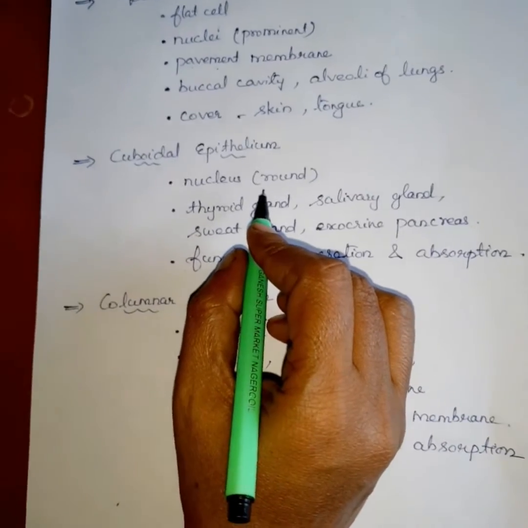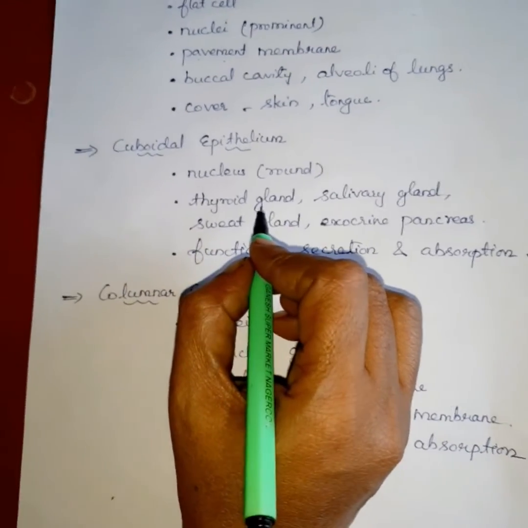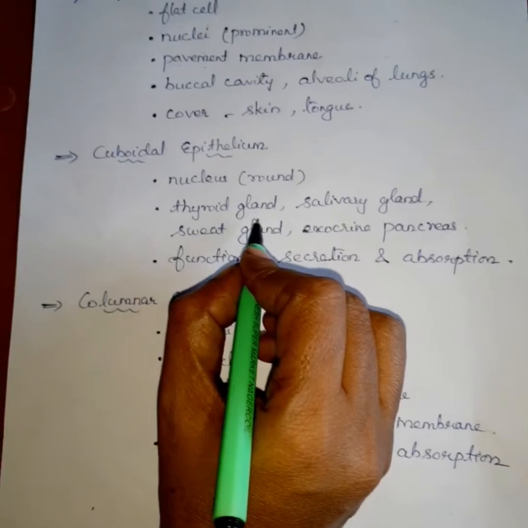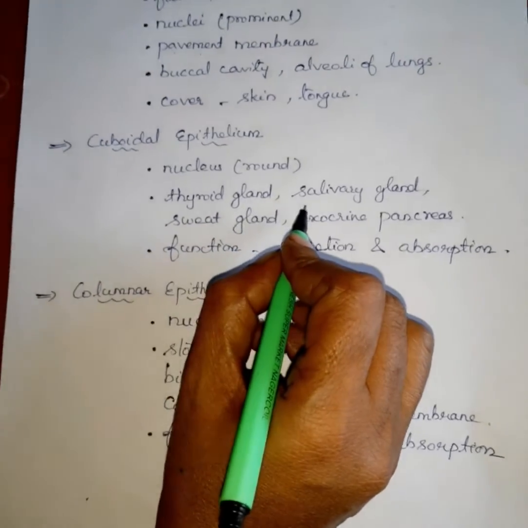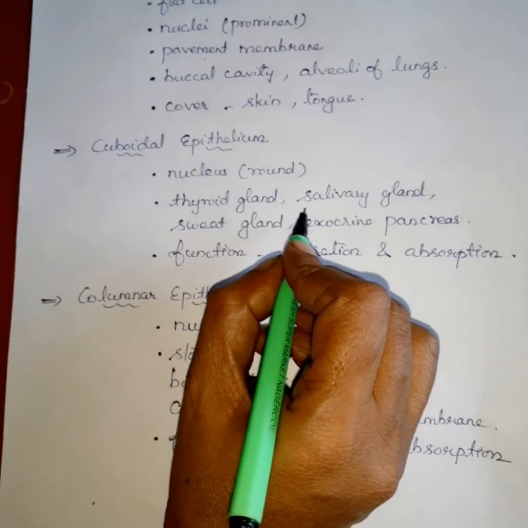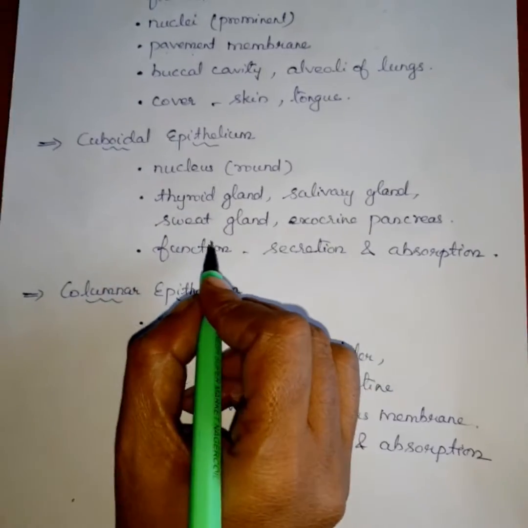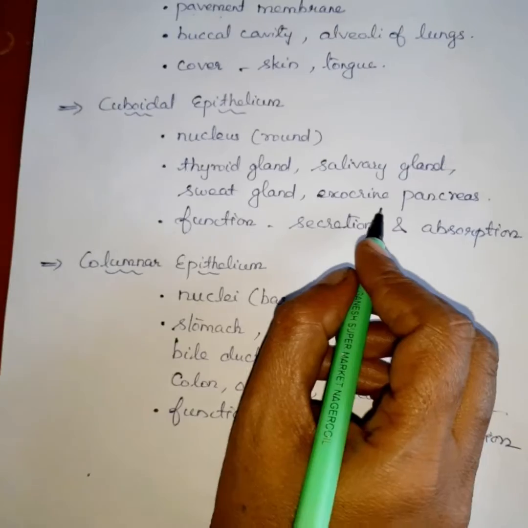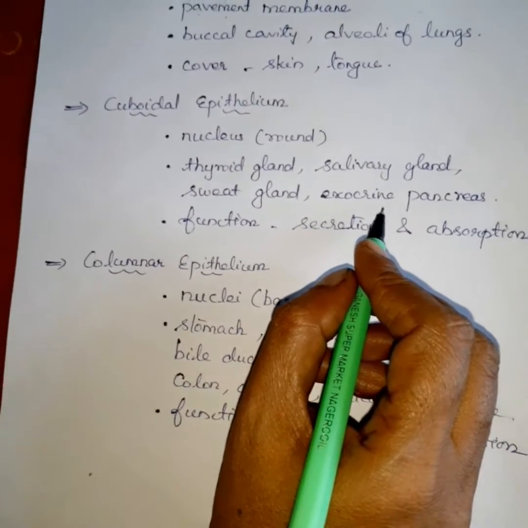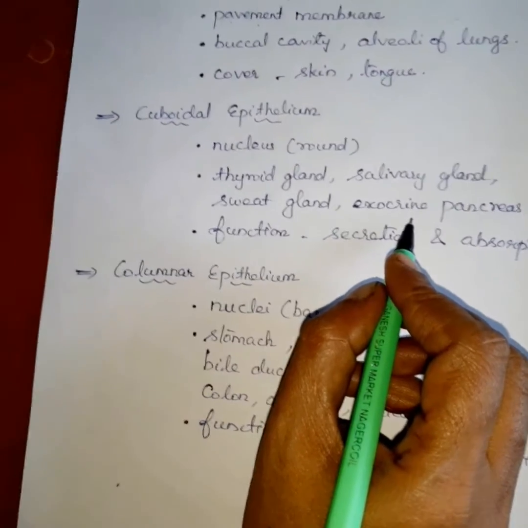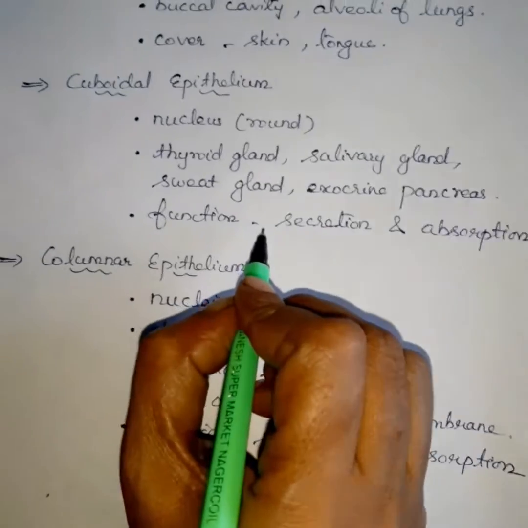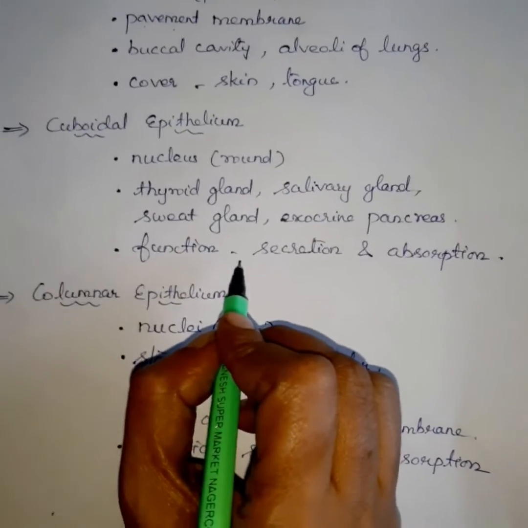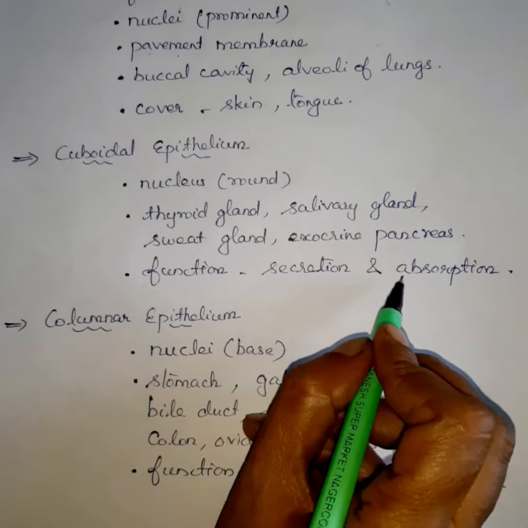These tissues are present in the thyroid gland, salivary gland, sweat gland and exocrine pancreas. What is the meaning of pancreas? It is a gland that looks like a leaf. What is the main function? The main function is secretion and absorption.